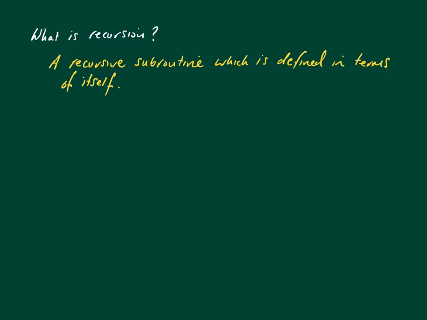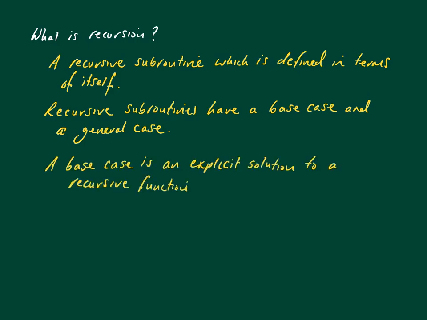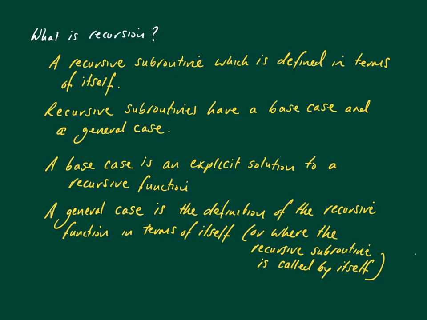So what is recursion? Well, you can describe a recursive subroutine as something which is defined in terms of itself. That means that it calls itself from within the program code. You can say that recursive subroutines have something called a base case, which is an explicit solution to a recursive function, and a general case, which is the definition of the recursive function in terms of itself, or where the recursive subroutine is called by itself. That seems a bit difficult to get to grips with. Let's have a look at an example program and see if that makes sense.